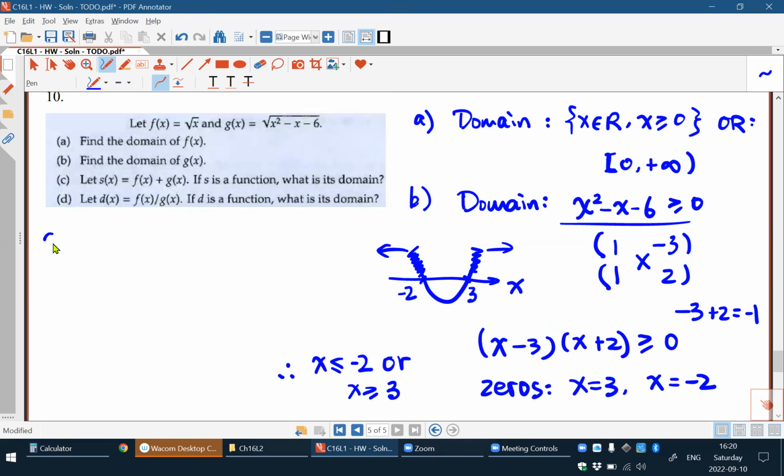Okay, and next one, S(x) is a new function. What is the domain? Okay, note here, the domain of the first function is here, right?